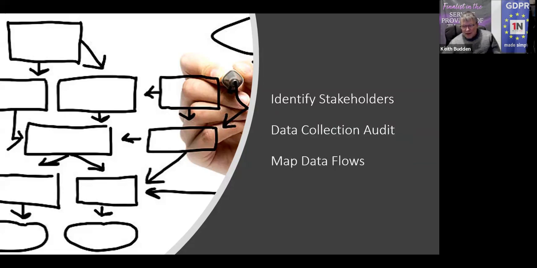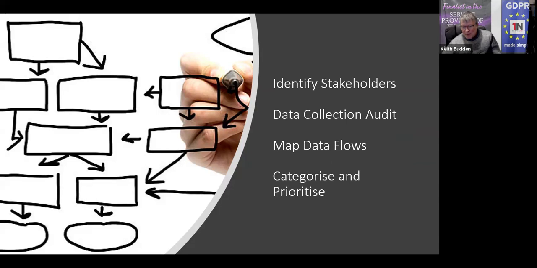Then get them to map out the data flows. So where does the data flow? Where does it go? What happens to it? Categorize and prioritize. And this is important too, because if you've got a marketing department who all they're dealing with is people's first names and their email address, frankly, they come bottom of the pile in terms of what you need to be worrying about. Be much more worried about payroll, because payroll holds lots of information on people.